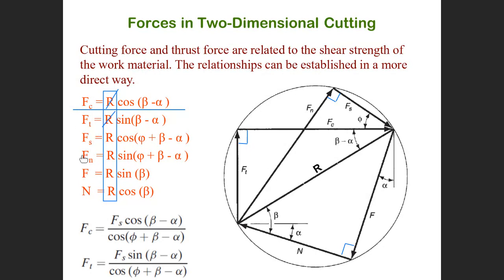If I would like to get the relation between Fc and Fs, the same, the R goes with the R. Then Fc equal to Fs cosine beta minus alpha divided by cosine phi plus beta minus alpha. If you know Fc and would like to get Fs, bring the equation of Fc and the equation of Fs and divide together. Here R is the same.